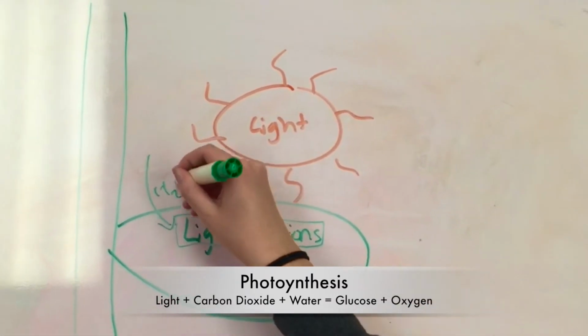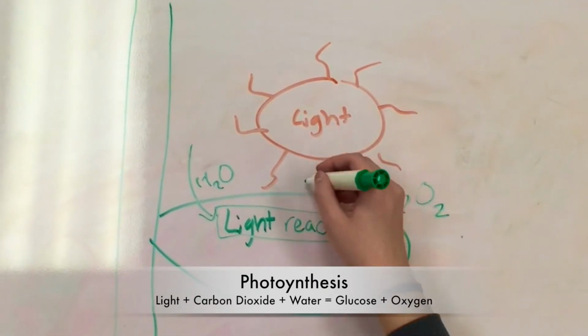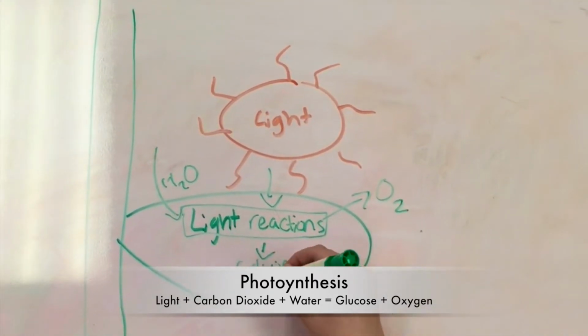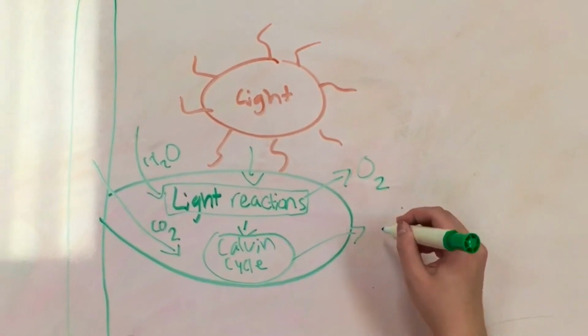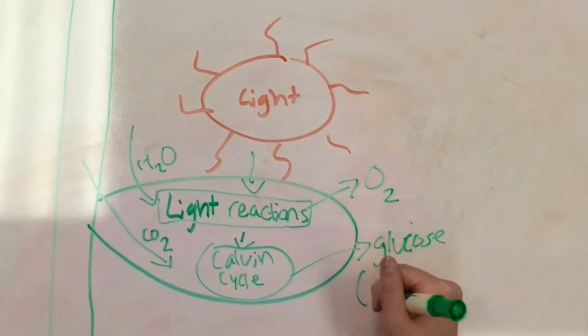So in the entire process, water, carbon dioxide, and light go into light-dependent reactions, which all take place in the leaf of the plant. And then this goes on to the Calvin cycle to produce oxygen and glucose.